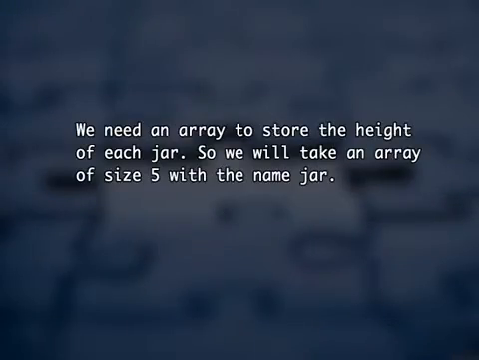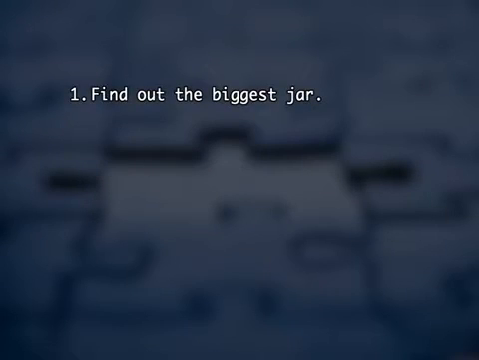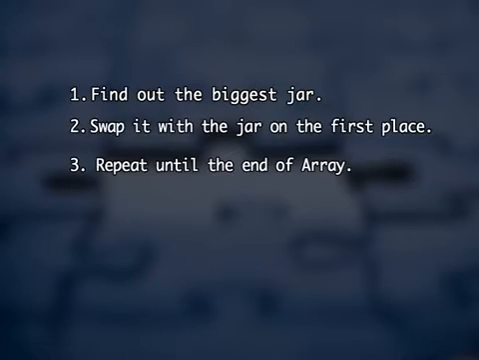Let's code. We need an array to store the height of each jar. So we will take an array of size 5 with the name jar. These were the basic steps that we have to follow in order to sort those jars. Find out the biggest jar. Swap it with the jar on the first place. Repeat until the end of the array.